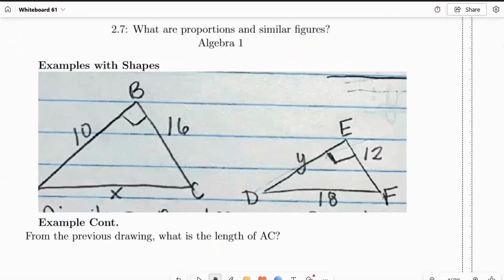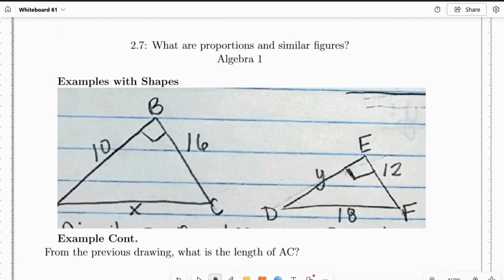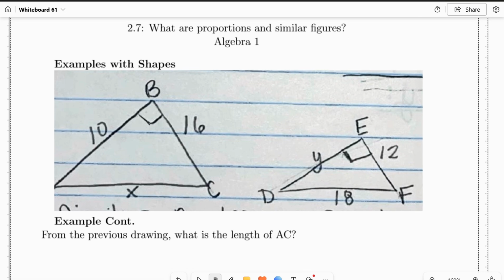8.7 here, we're looking at proportions and similar figures. This is a super important lesson, especially when you get to geometry next year. So the first type of examples we'll go over are examples with shapes. So this is probably the most applicable usage for proportions.